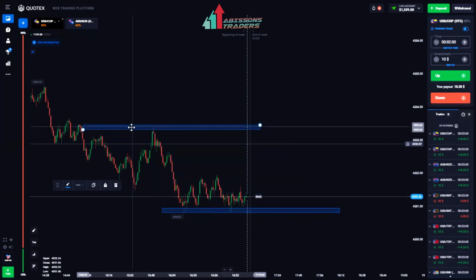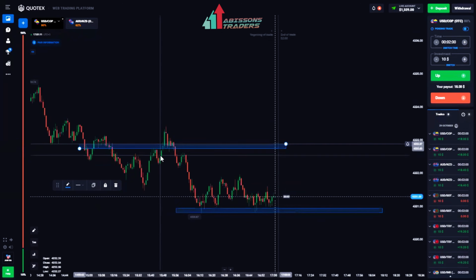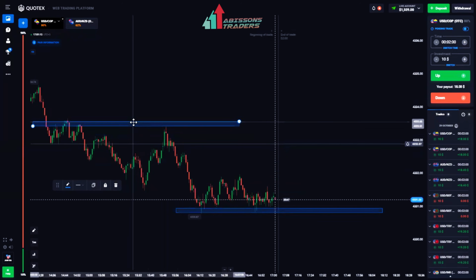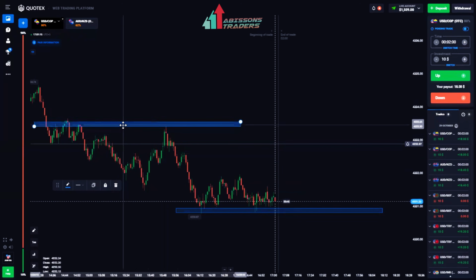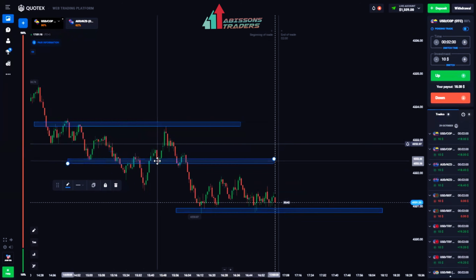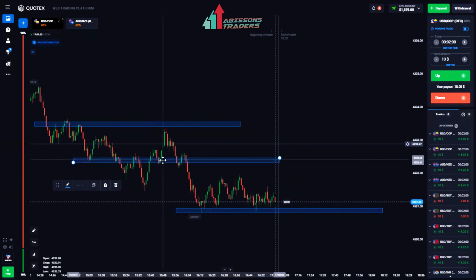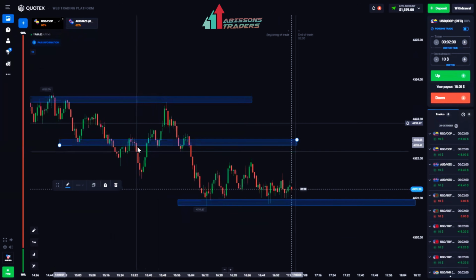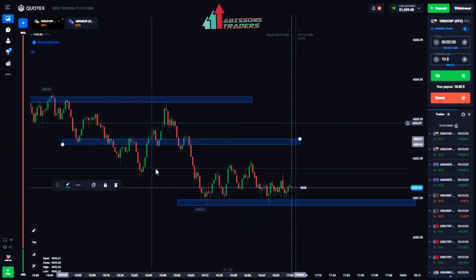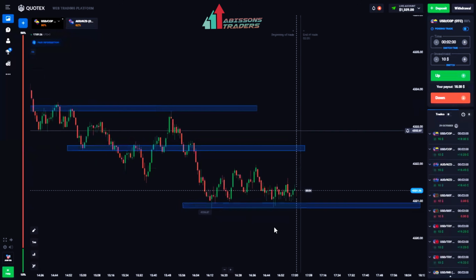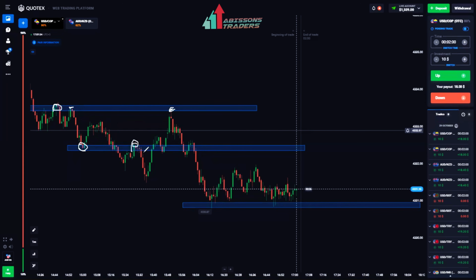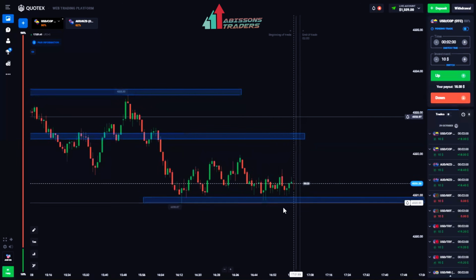So let's continue. So let's analyze it from the top. Here we have a zone, and here, let's see, we have something here as well. Yeah, so we have something there. All right, so that's a zone. You can see the wicks, and they are connecting. All right, so that's how to identify a zone correctly.